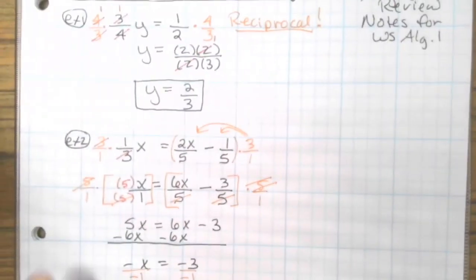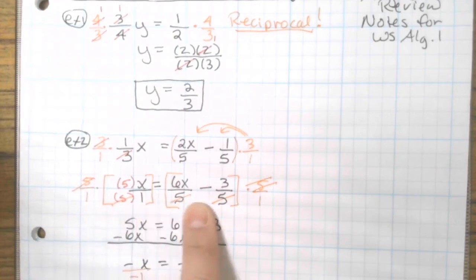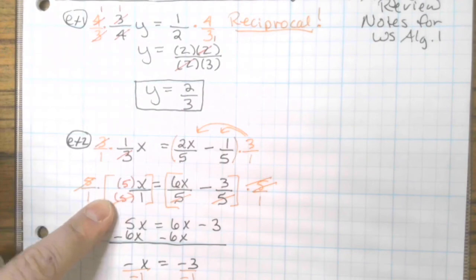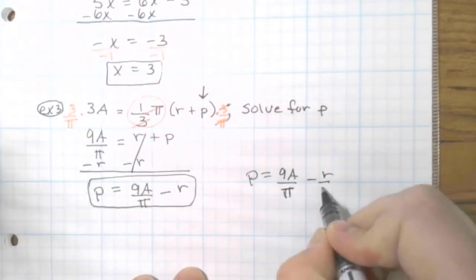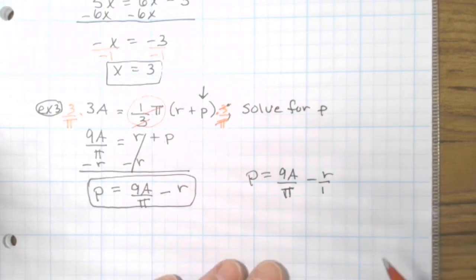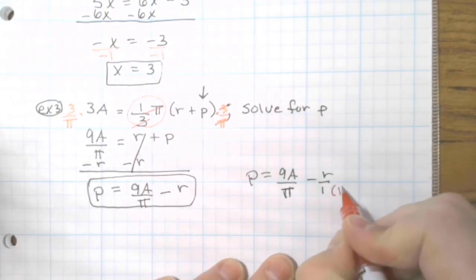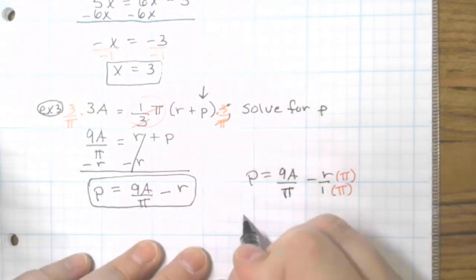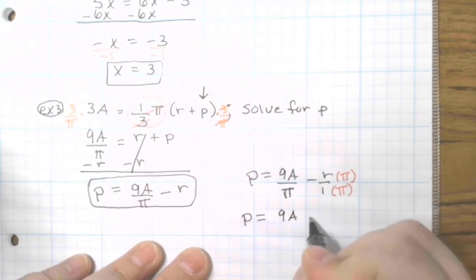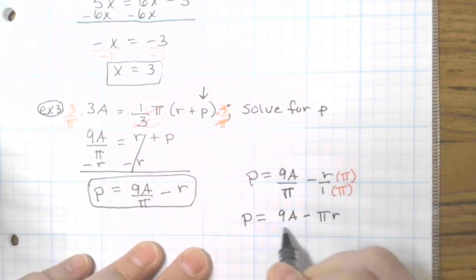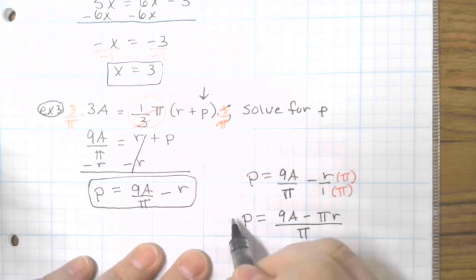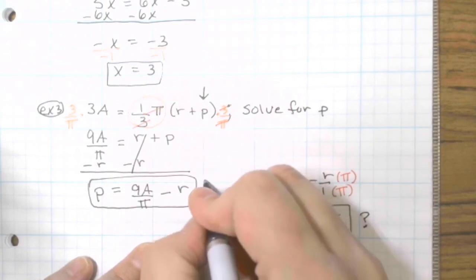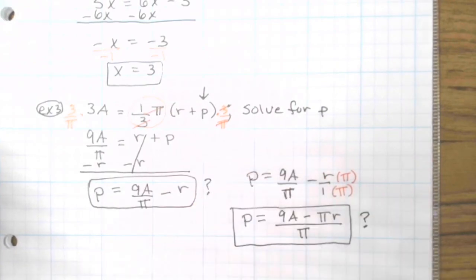You do exactly what we did here when we wanted to get the identical same denominator. We multiplied by what was missing over itself. We do that here. To put these two terms together, the r term needs pi. So I'm going to multiply by pi over pi. Now that they're both pi terms, I can put them together. 9a minus pi r all over a single pi. And you will know when you need to do this because the answer key will have one of those two.